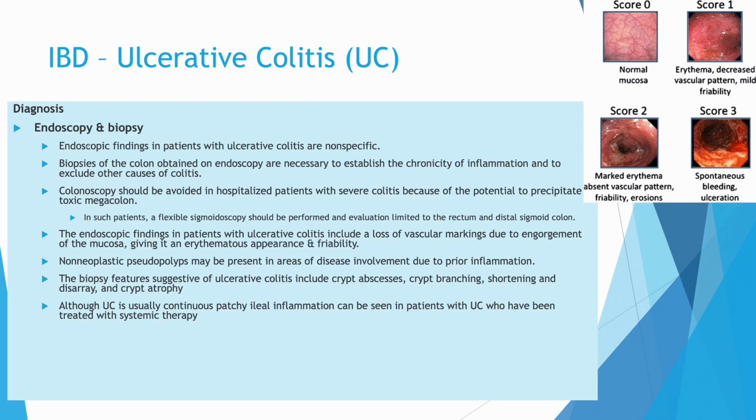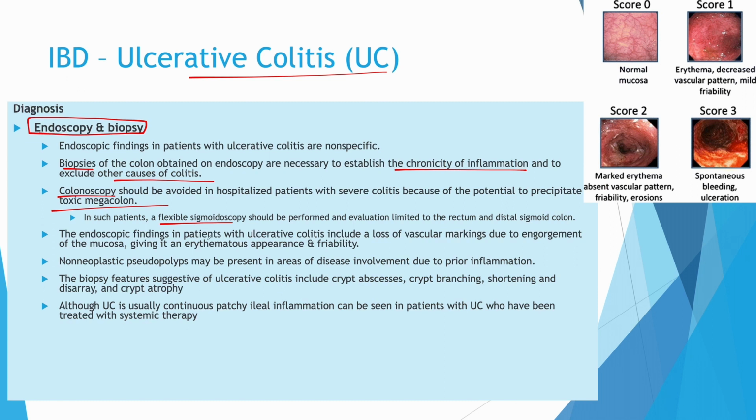Endoscopy and biopsy are going to help you make this diagnosis. You're going to get biopsies, and these are going to help establish chronicity of inflammation as well as exclude these other causes of colitis. Now, if you have a patient that's acutely hospitalized for an acute episode of UC or suspected UC, you should avoid colonoscopy because those patients have the potential to precipitate toxic megacolon, which you certainly want to stay away from. In this case, we can elect to do a flex sig to look at the proximal colon.